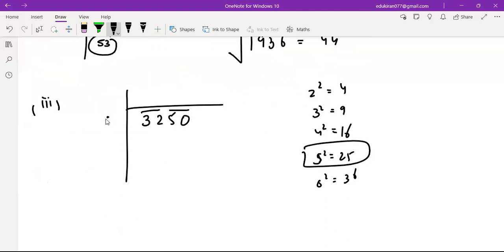So here you will write 5, and 5 multiplied by 5 would give you 25. Now the simple one, you will subtract it. So you will get 7. And this 50, you will bring it here. Then whatever the number is, you will multiply it with 2. 5 multiplied by 2, you got 10. And then put a blank here.